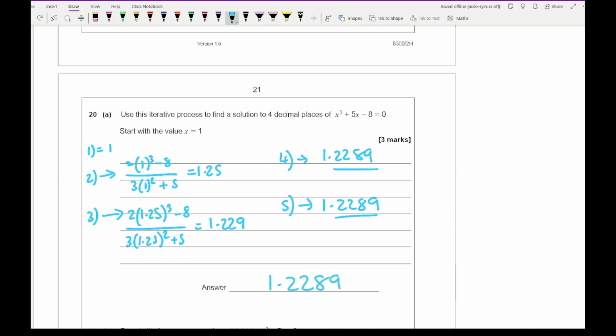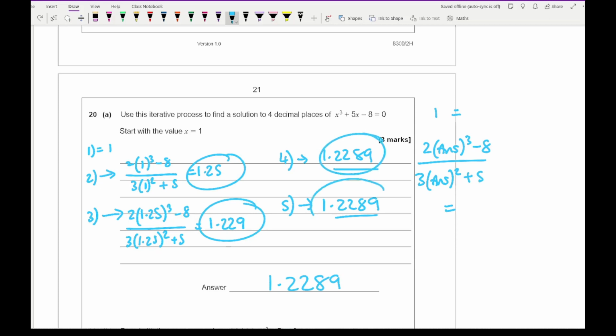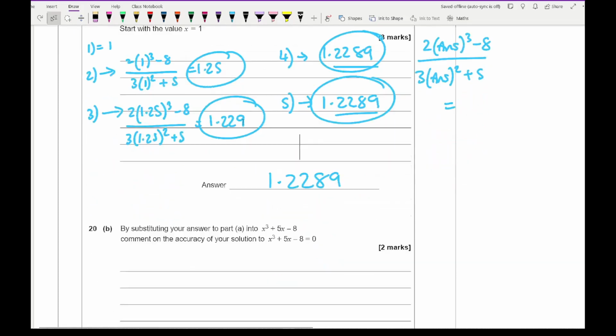Now if you did use the calculator to do this, if you just press 1 and then press equals, and then for the next one just press 2 and cubed minus 8 over 3 and in brackets squared plus 5, and then just press equals, the first one will give you 1.25. Press it again, it will give you this, press it a fourth time, it will give you this, press it a fifth time, it will give you this, until the number stabilizes to 4 decimal places.